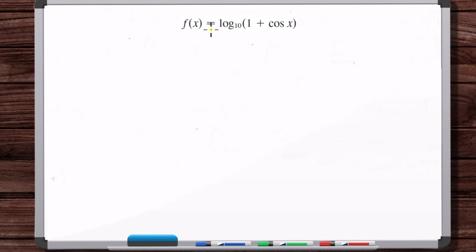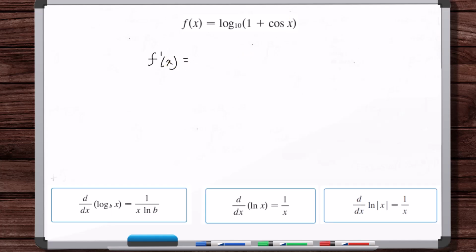Okay, let's find f prime of x. We've got log base 10. So we're going to need to use this derivative. And this is for any general logarithm of base anything, log base anything. A natural log is just log base e, right? Log base e of x is 1 over x times natural log of e, that's 1. So you just get this.